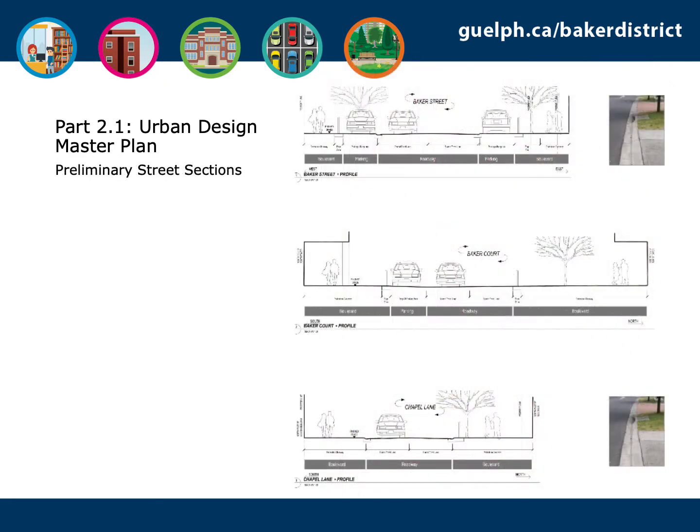Contained within the Urban Design Master Plan are preliminary sections for Baker Street, Baker Court, and Chapel Lane, illustrating how these spaces will evolve to increase pedestrian comfort, the urban tree canopy, and improve street functionality surrounding the Baker District.